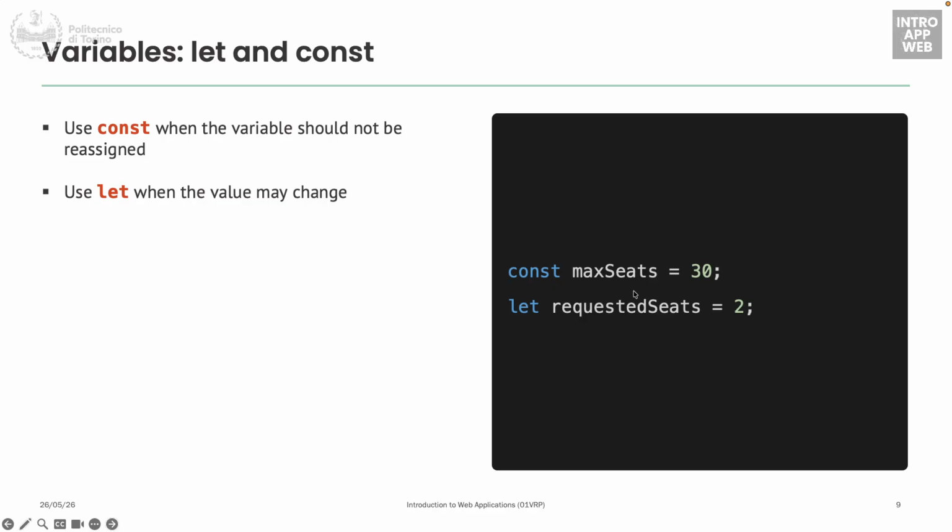So in this case, for instance, we declare two variables. Nothing spectacular. We created the first one as a const because we think it should be kept constant, while the second one might change or vary depending on the user action. So we declare this as let. And then we assign a specific value. Okay, so nothing very difficult.